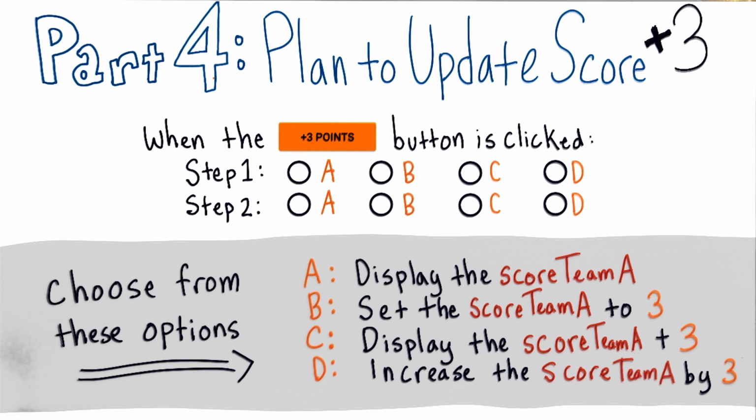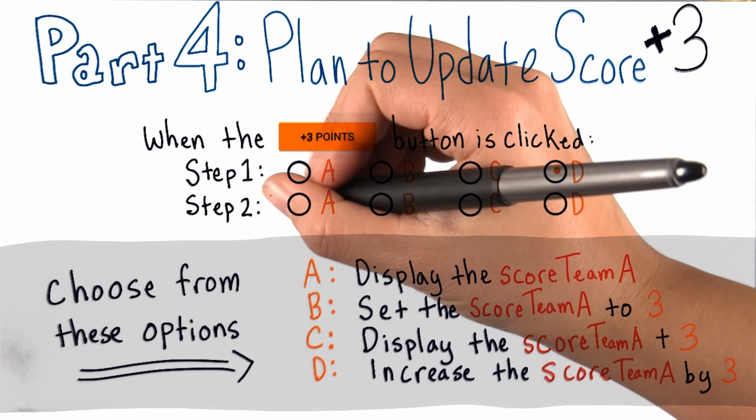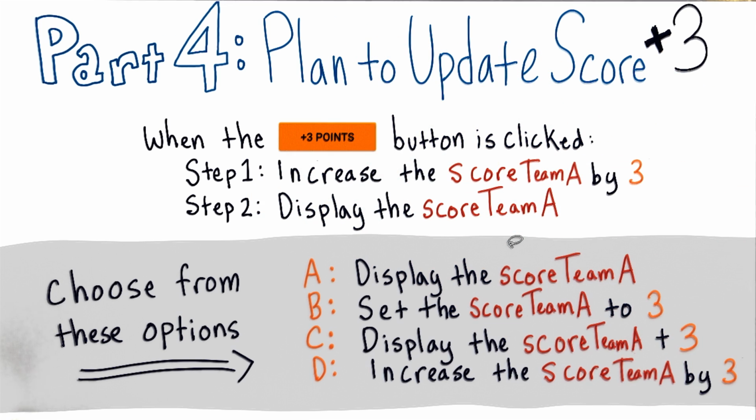Okay, so the answer to this is that we'll update the score to be 3 more than it was before, and then we'll display it. Another way to say update the score to be 3 more than it was before is to say increase the score by 3. So step 1 would be D. And then to display the score is step 2. So I'll select A. Okay, so these are the correct two choices.